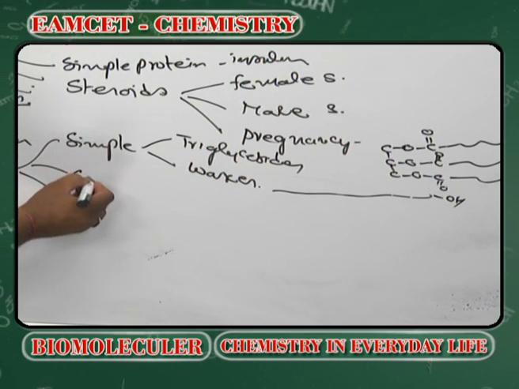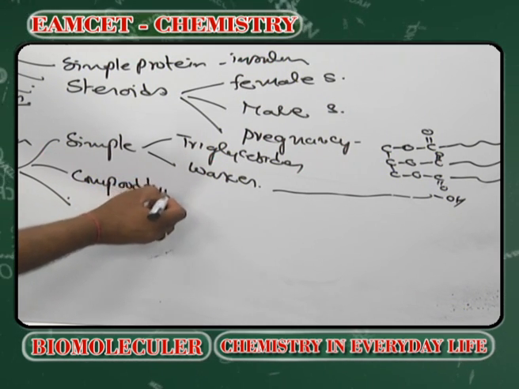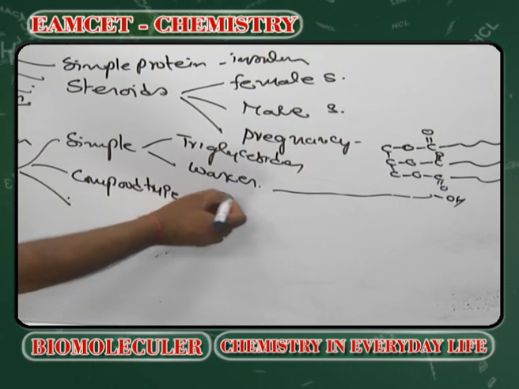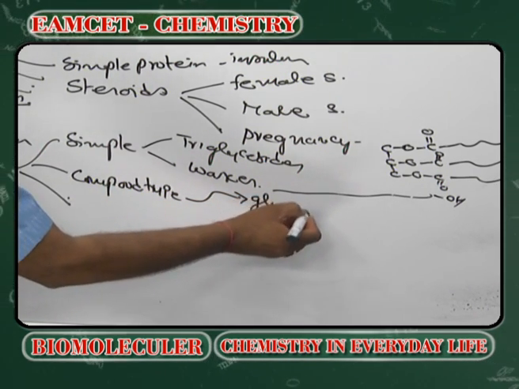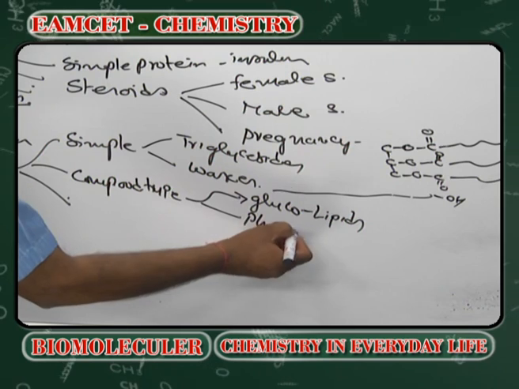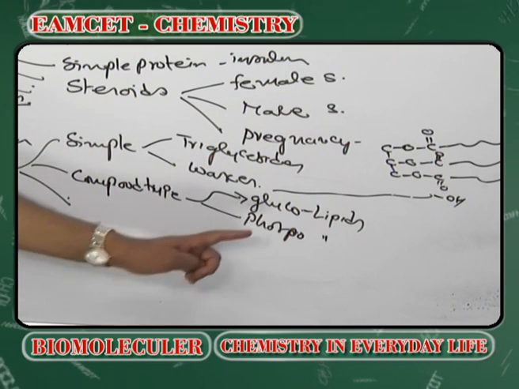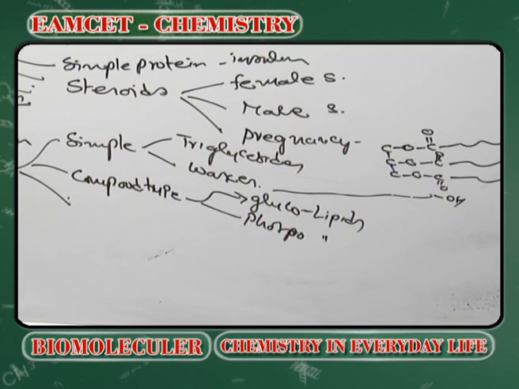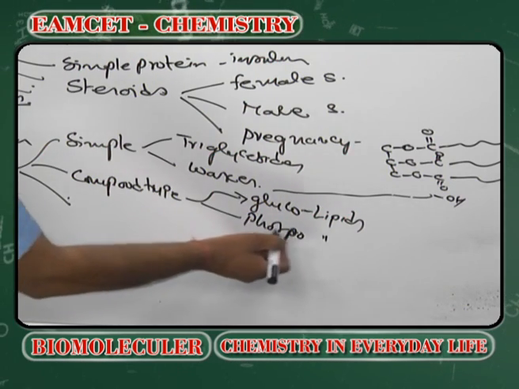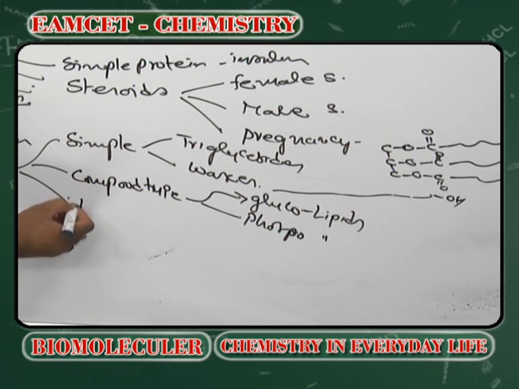And then we have a compound type of lipids. In the compound type, we have glycolipids and phospholipids. That means they may be attached to carbohydrates, or they may be attached to a phosphate. Phospholipids are like adenine triphosphate, guanine triphosphate. Phospholipids are also important.